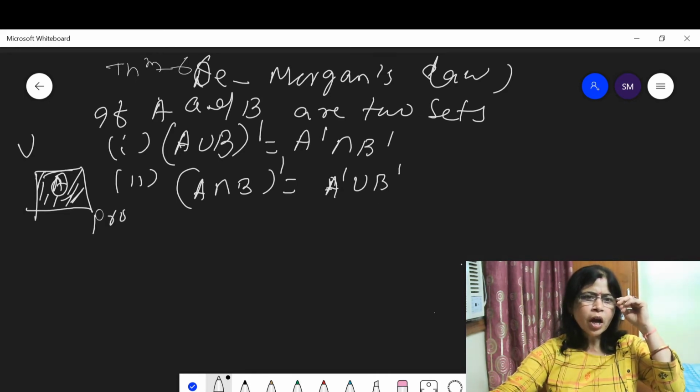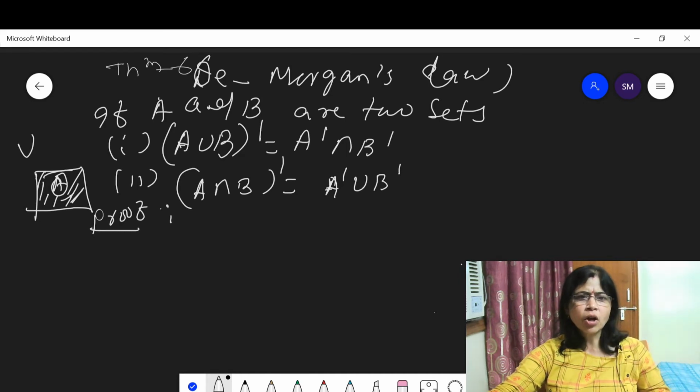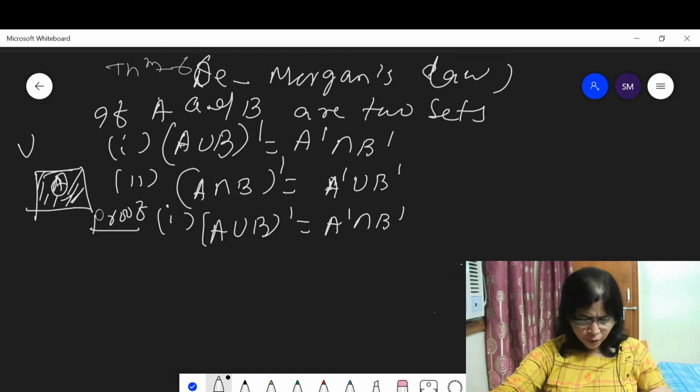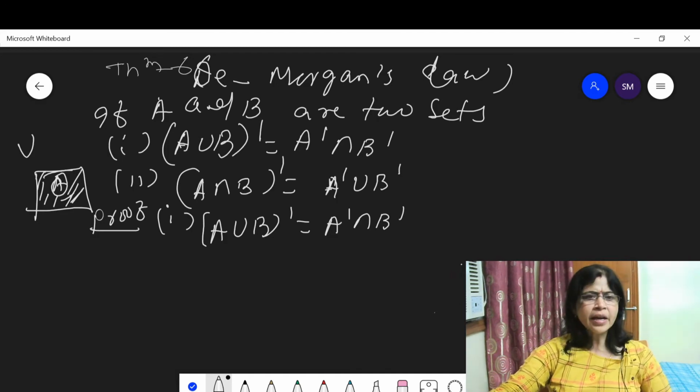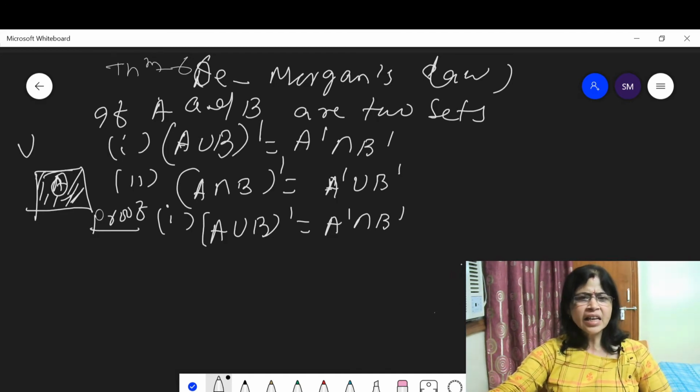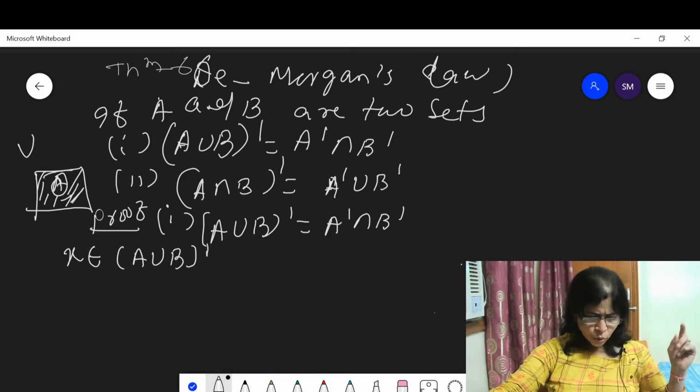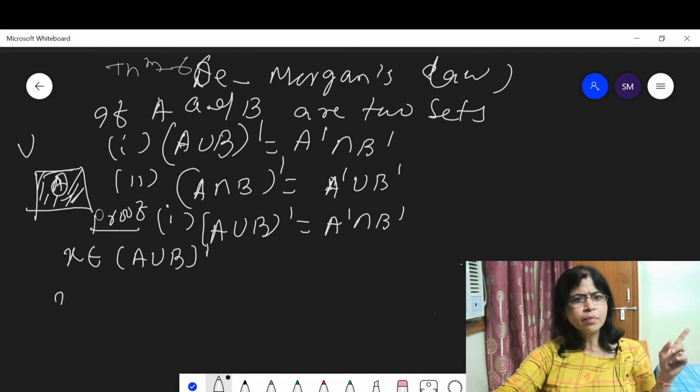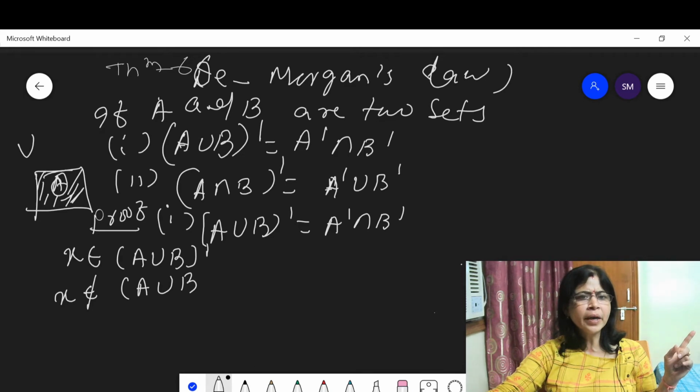Let us prove the De Morgan's laws. The first part is (A union B) dash is equal to A dash intersection B dash. We have to prove it. Let X be an arbitrary element. X belongs to (A union B) dash. This means X doesn't belong to A union B.